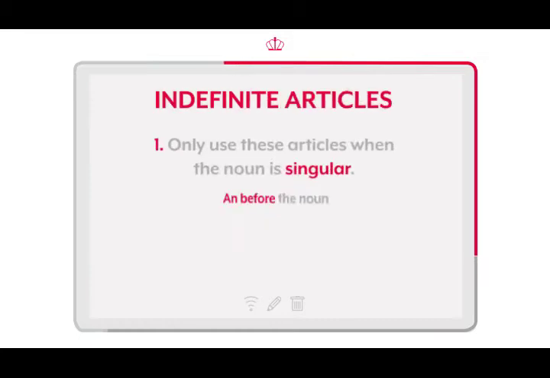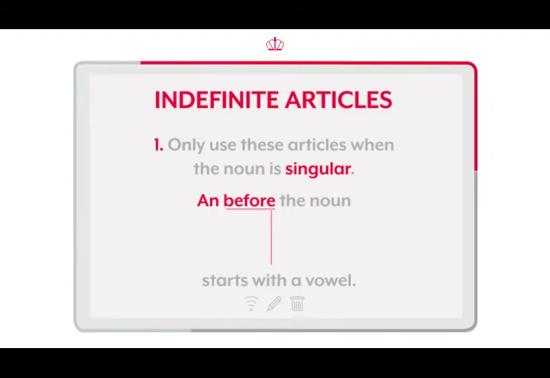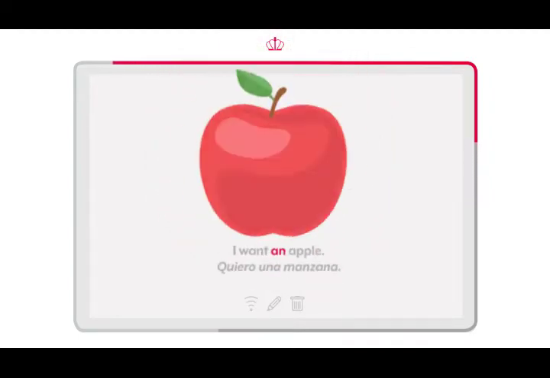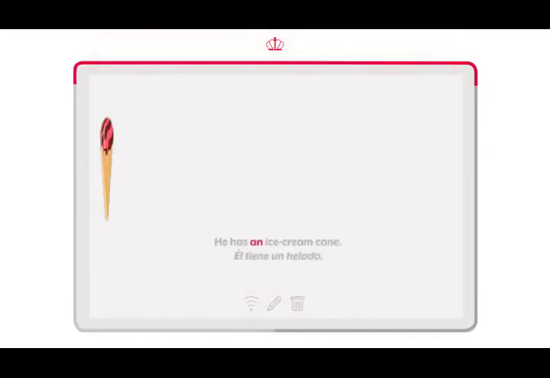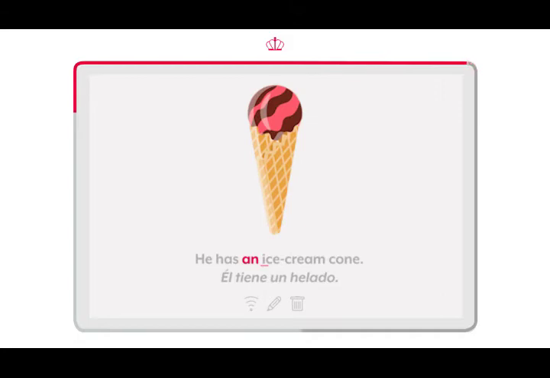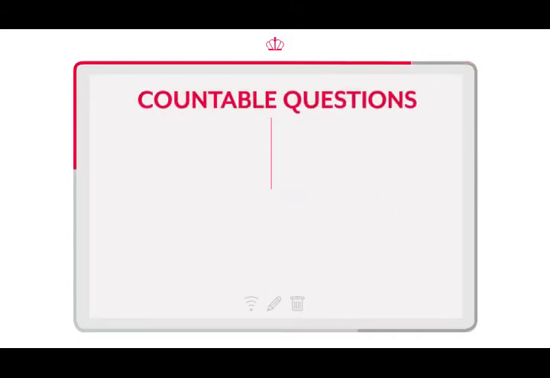Now, we use an when the noun starts with a vowel. Usamos an cuando el sustantivo inicia con una vocal. I want an apple. Quiero una manzana. He has an ice cream cone. Él tiene un helado. Before we end with the countable nouns, let's see how to use them in questions.